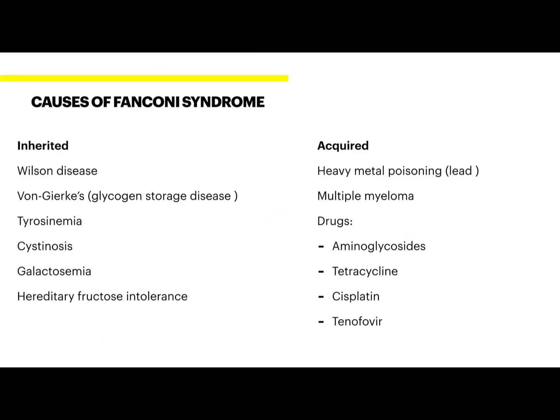So what are the causes of this Fanconi syndrome? It may be due to an inherited condition or due to an acquired one. In the inherited, the most important is Wilson, which occurs due to accumulation of copper. Then von Gierke, which is a glycogen storage disease. Then tyrosinemia, cystinosis, which is common in children. Another one is galactosemia and hereditary fructose intolerance.